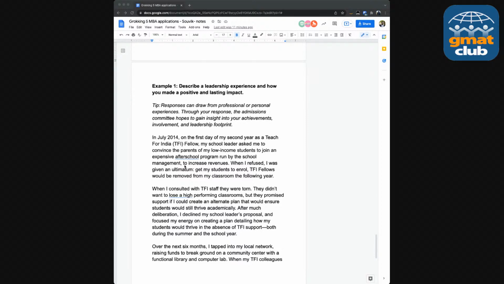Okay, so the first one is a leadership experience, so that structure is key here. So the essay question is, describe a leadership experience and how you made a positive and lasting impact. And then responses can draw from professional or personal experience. Through your response, the admissions committee hopes to gain an insight into your achievements, involvement, and leadership footprint.